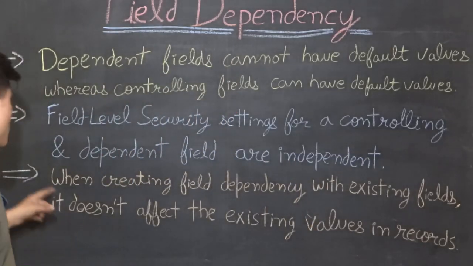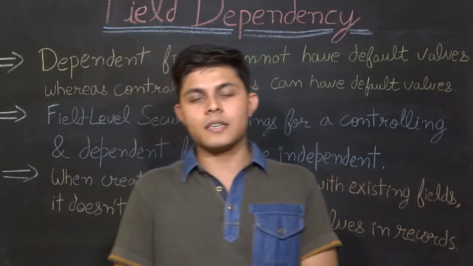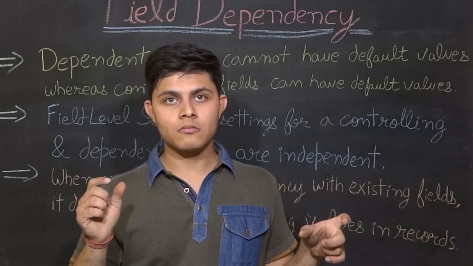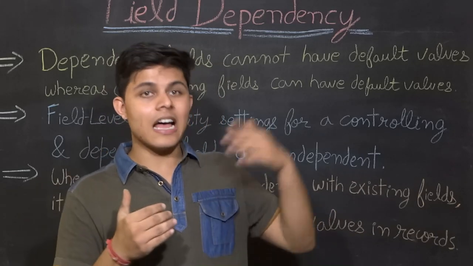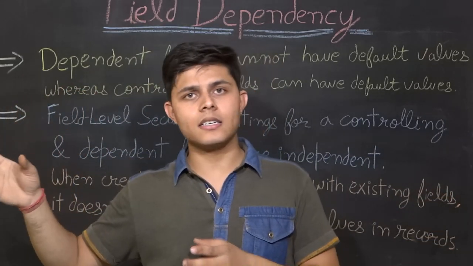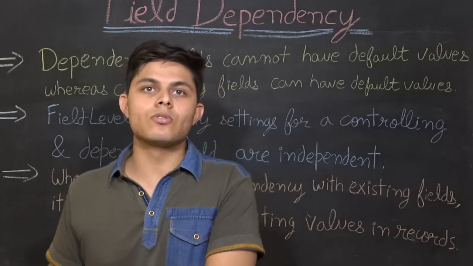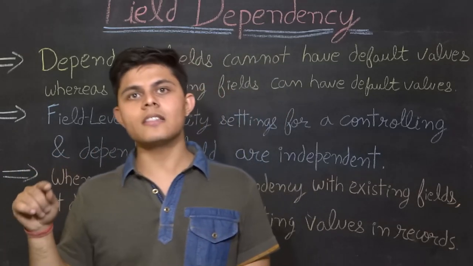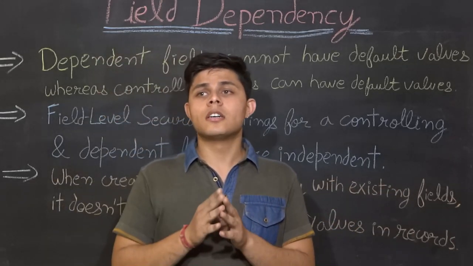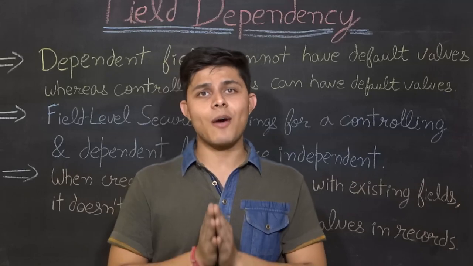Next one. When creating field dependency with existing fields, it doesn't affect the existing values in the records. Yes, exactly. Let's say we have already created a record in which continent is Asia, but country is Germany. Then after that we have created the field dependency. In that situation, that record which has continent as Asia and country as Germany will not have any problem. It will stay like this only. But when we edit that record again, then there might come a problem. So it doesn't affect the existing records. It only affects the records which we are going to create after creating that field dependency. That's it about field dependency.